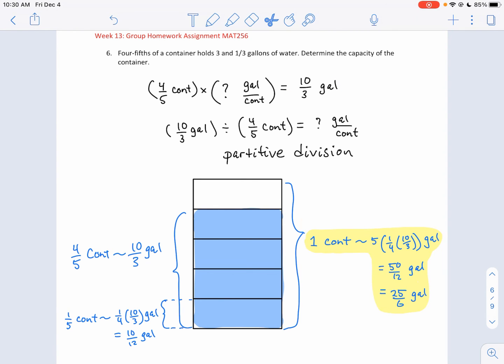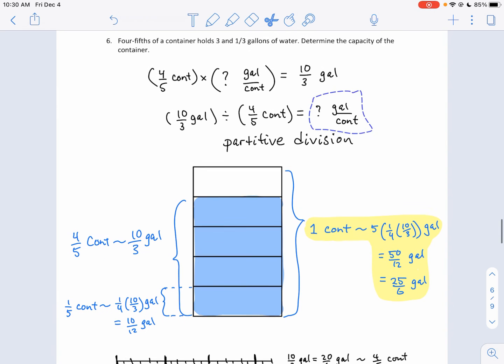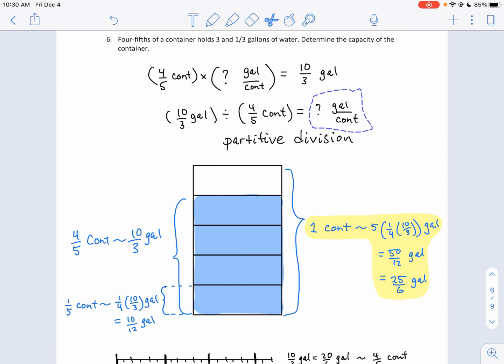And so we are really doing a partitive division, trying to find a missing multiplicand. And you could think of it as we have 10/3 fills 4/5 of a container. Then we're looking for how much fills an entire container, which is what partitive division answers. It gives us that multiplicand. And here in this case, I did a drawing of something that looks like a container, just because it seemed easy to draw and think about.